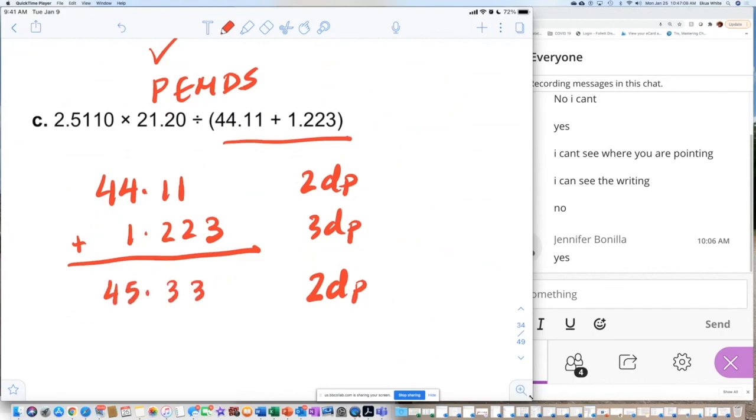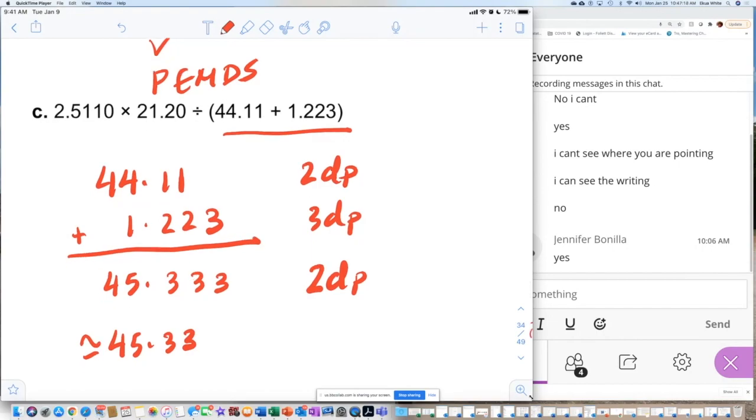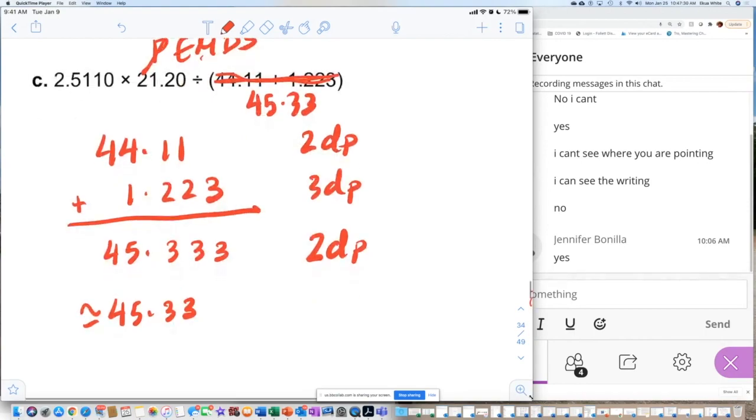I have 45.333. I'm actually going to round this so it's 45.33. Okay, approximately. Since I've done this math here, I can actually replace this number with 45.33. Now I continue. I've done parentheses. What comes next? Multiply. I'm going to multiply these 2 numbers here so I can replace this number with what I get from multiplying. 2.5110 times 21.2. I get 53.23. So here I have 1, 2, 3, 4, 5 significant figures.